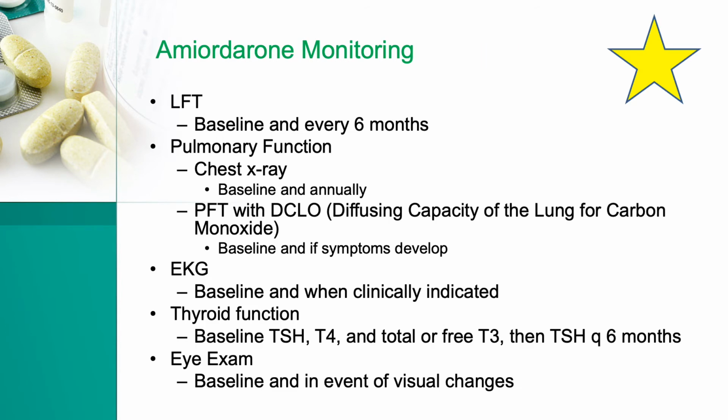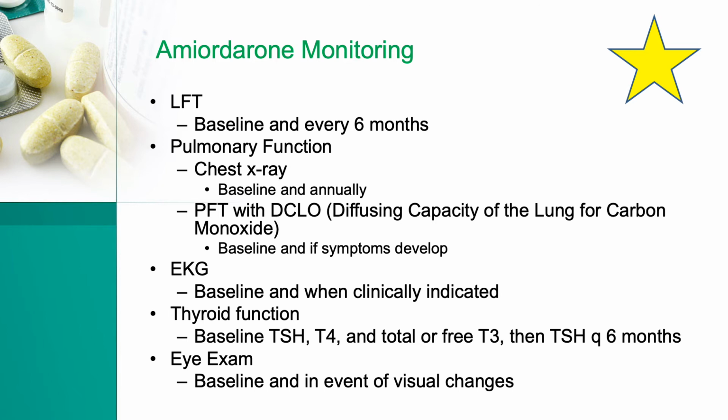Amiodarone needs extensive monitoring. Liver function tests need to be checked at baseline and every 6 months. Transaminases can elevate in about 15 to 30% of patients, but usually they do not develop hepatitis and cirrhosis. That occurs in less than 3% of patients. But if you suspect hepatotoxicity, it must be discontinued.